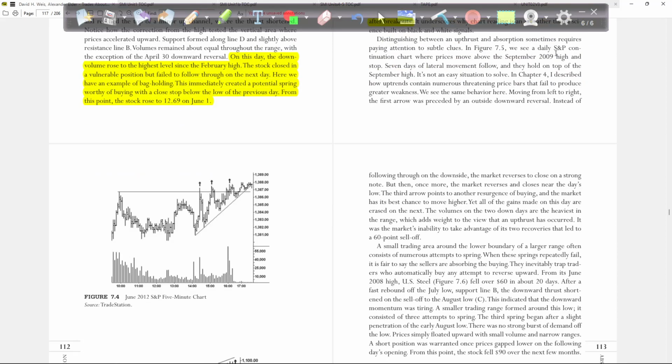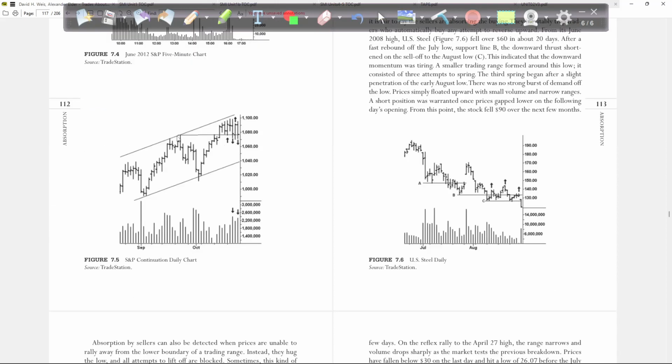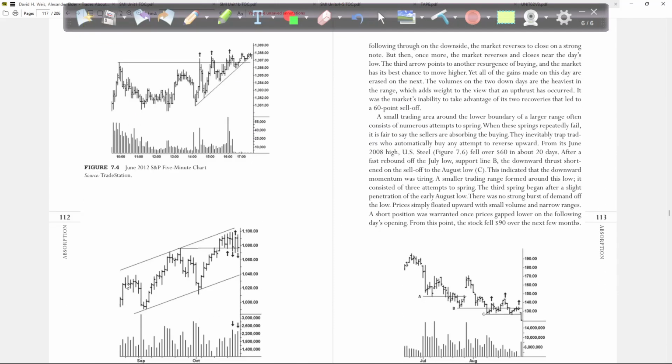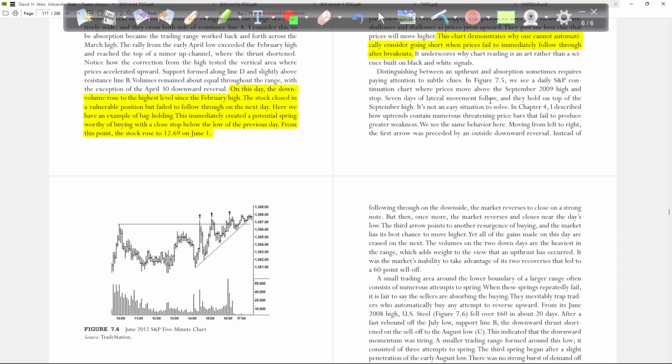In figure 7.5 we see a daily S&P continuation chart where prices move above the September 2009 high and stop. Seven days of lateral movement follow and they hold on top of the September high. It's not an easy situation to solve. In chapter 4, I described how uptrends contain numerous threatening price bars that fail to produce greater weakness. We see the same behavior here, moving from left to right.